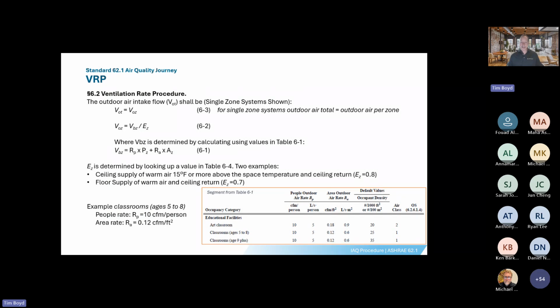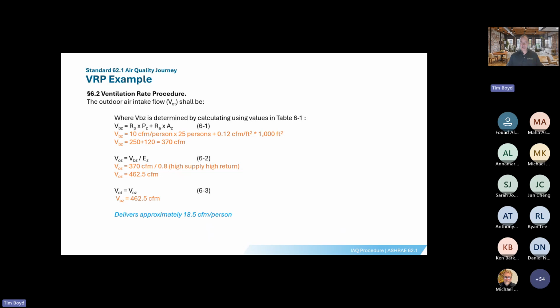We're going to assume an Ez of 0.8. That's effectively a high supply, high return setup, so a traditional setup in that space. If you run through that calculation, where you multiply the CFM per person times the number of people, plus the CFM per square foot times the square footage of the space, which we're assuming is 1,000 square feet, and divide by 0.8, you end up with 462.5 CFM, or 18.5 CFM per person. Please remember that number, 18.5 CFM per person.